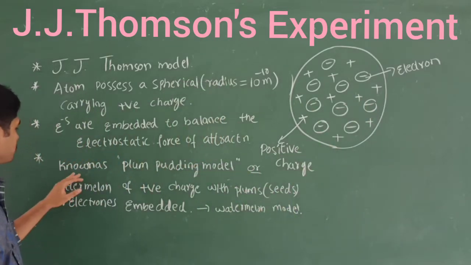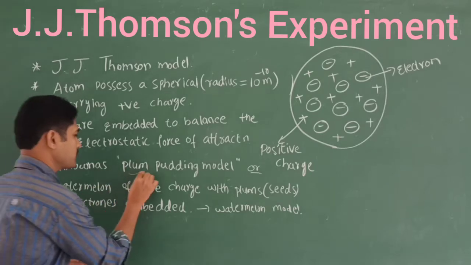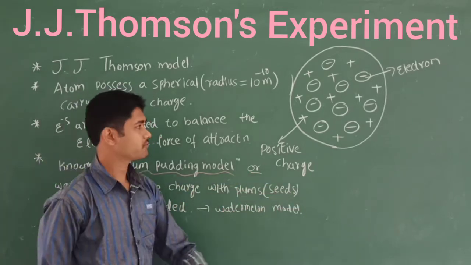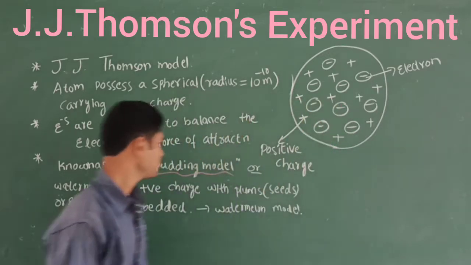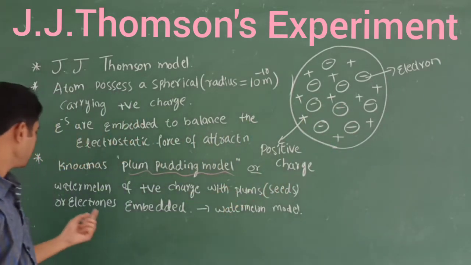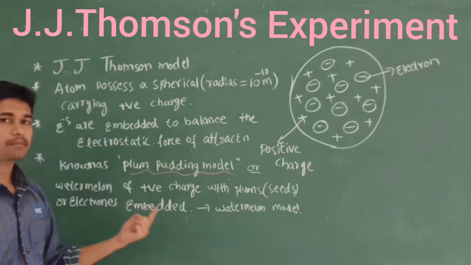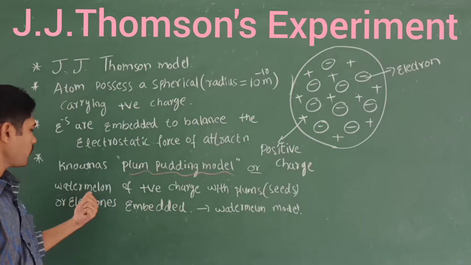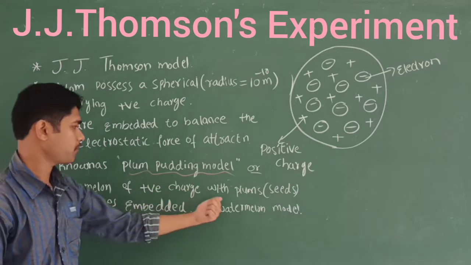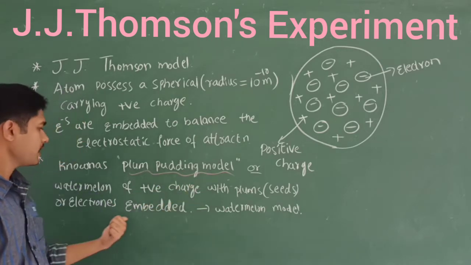Next, it is known as the plum pudding model. Yes, I said plum pudding model because of this positive medium in the atom, which is like a pudding with the electrons. Or it is also called the watermelon model. Why? Because it is a watermelon of positive charge with the plums or seeds, the electrons, embedded.